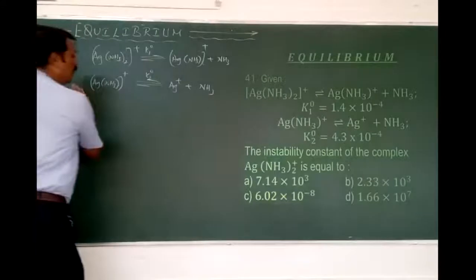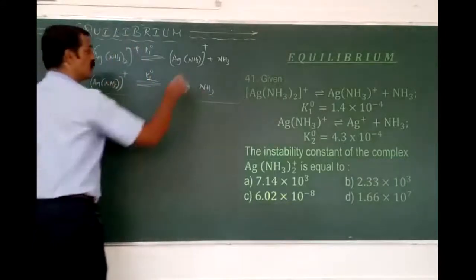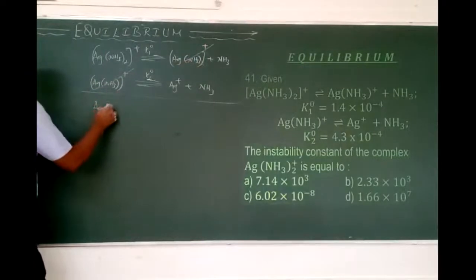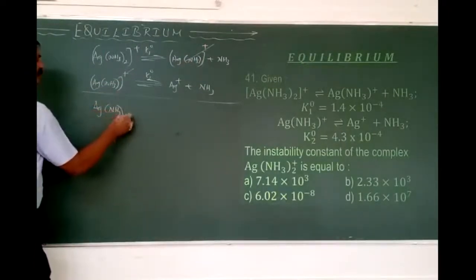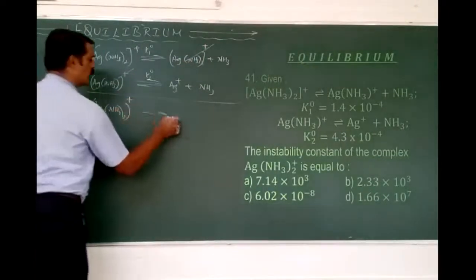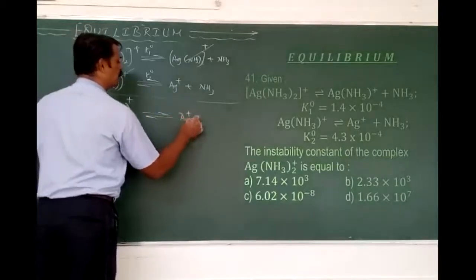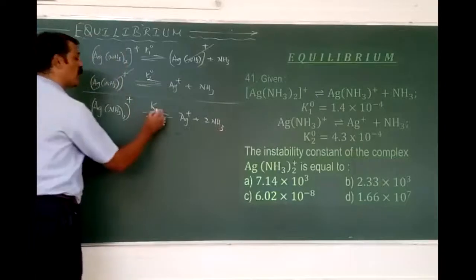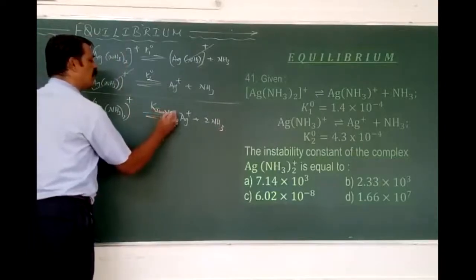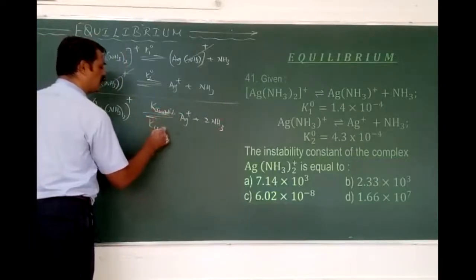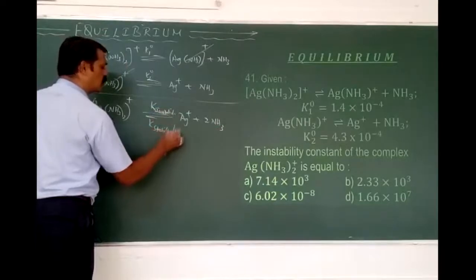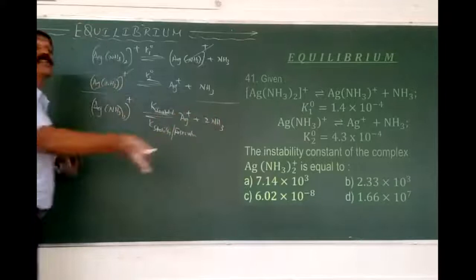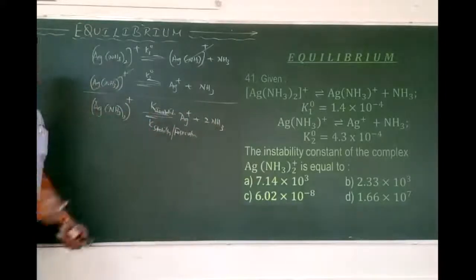If I add these two such that I can cancel these two, Ag(NH3)2+ gives rise to Ag+ plus 2 times NH3. This is the equilibrium constant, but this is called the instability constant, and the reverse is called the stability constant, or it is also called the formation constant. As it is dissociation, it is unstable. As it is formation, it is stable.